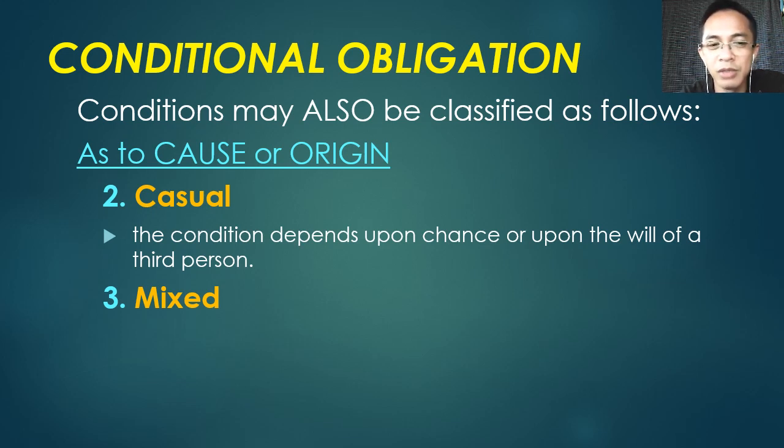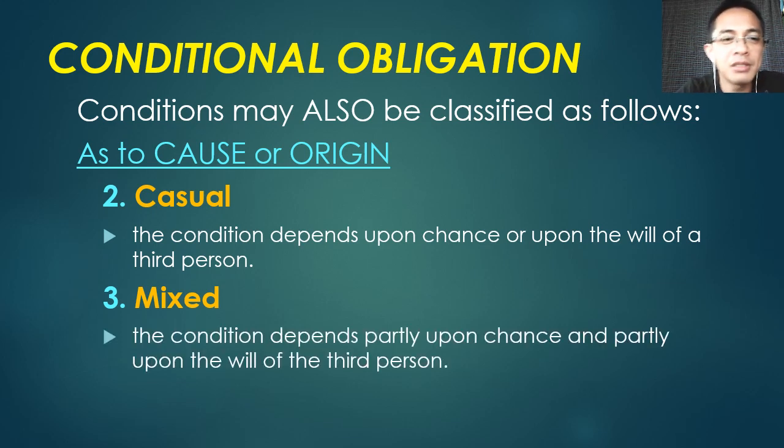Dependent upon the will of a third person, that is still valid, class. It's called a casual condition because your neighbor may agree or not agree. If your neighbor will agree, then I am liable. If your neighbor will not agree, then I will not be liable. So, valid siya. Casual ang tawag ng casual condition. Mixed. Mixed condition is partly by chance and partly upon the will of a third person. I will give you 1,000 if may dadaang taxi and mag-agree si neighbor. Mixed condition ang tawag dyan. Valid pa rin.